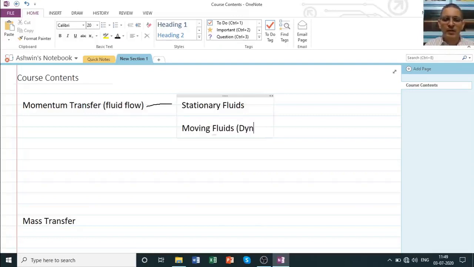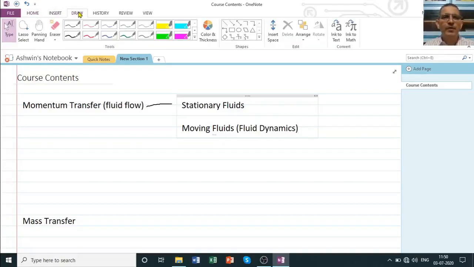And a better word for that is fluid dynamics. Dynamics means moving. So we are going to look at fluids which are moving. In this moving fluids, we are going to look at different things. The first thing we are going to look at is what are the different forces that are present.